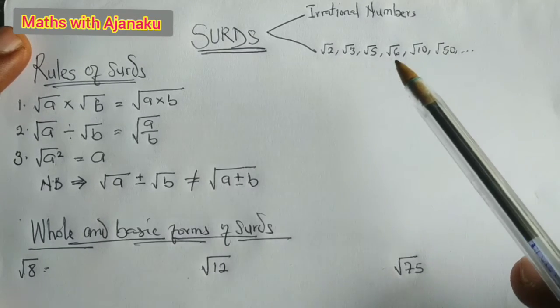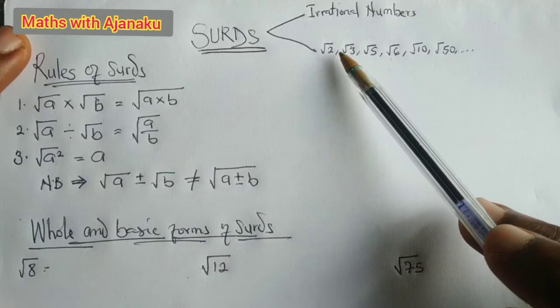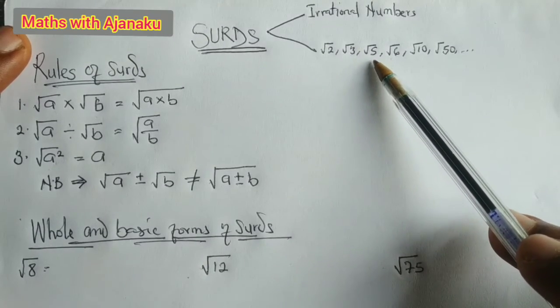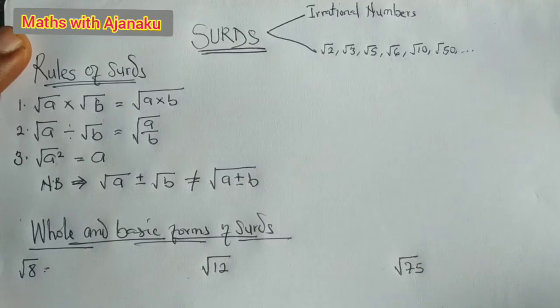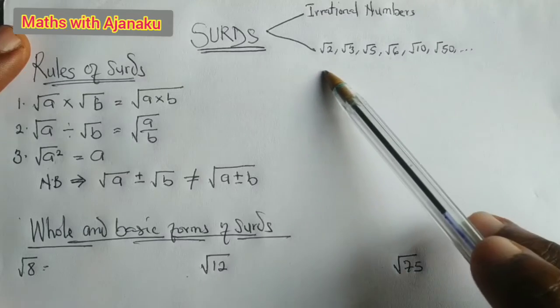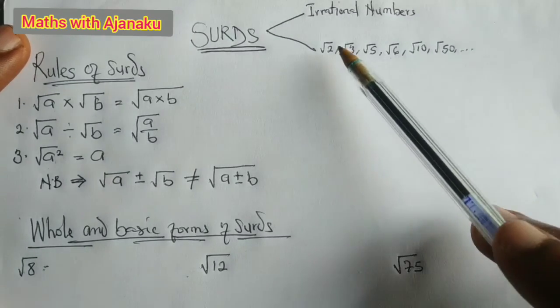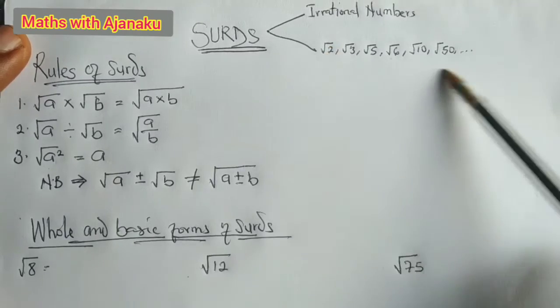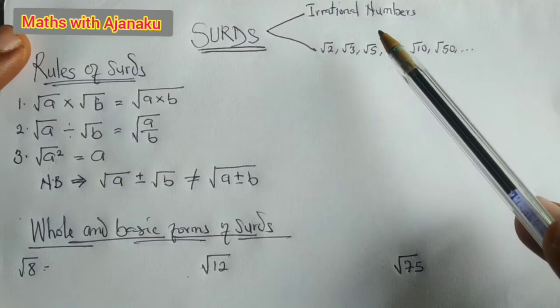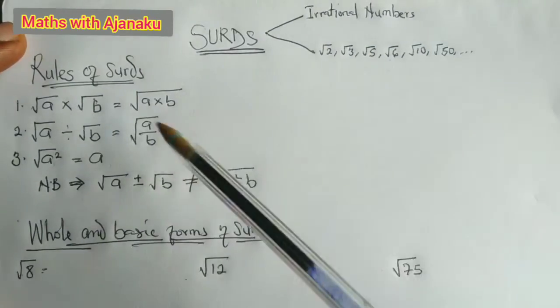Then we also have a special set of irrational numbers which are in root forms, like root 2, root 3, root 5, root 6. They also give unending decimal places. This kind of irrational number seems to be the majority of the irrational numbers, and we call them surds. So what we're about to discuss today is how to perform operations on them. Of course, there are rules guiding them.